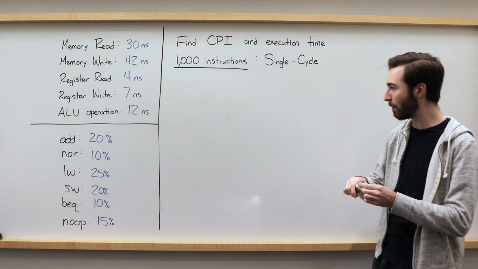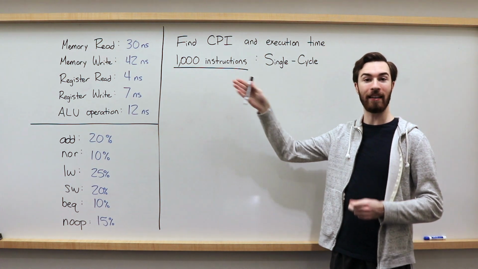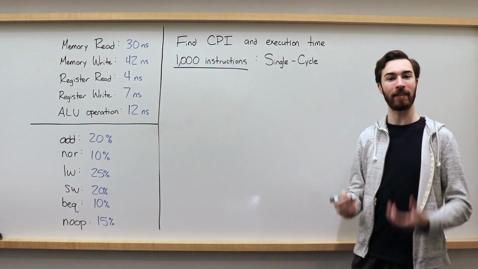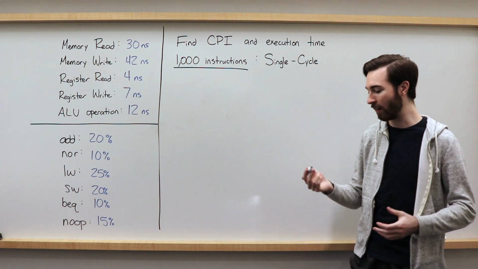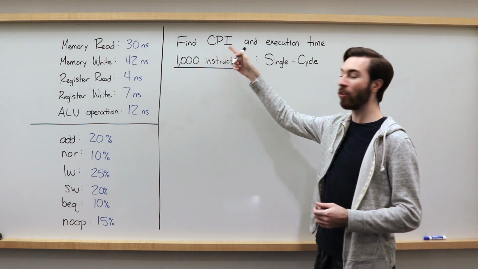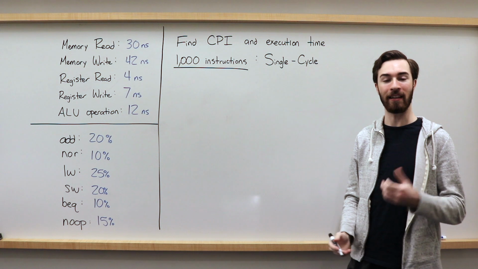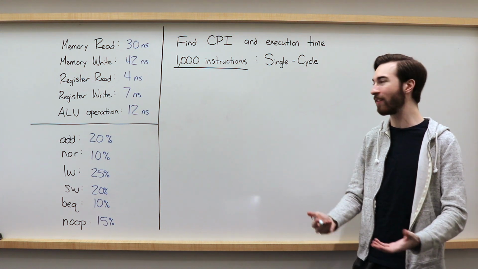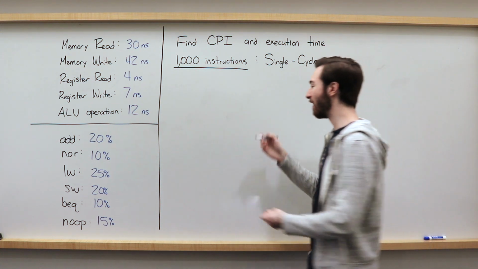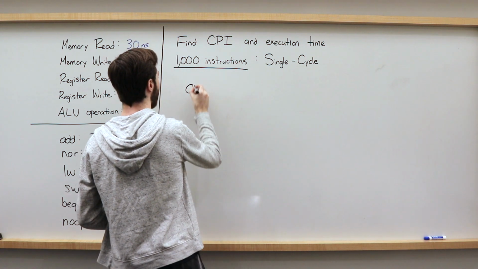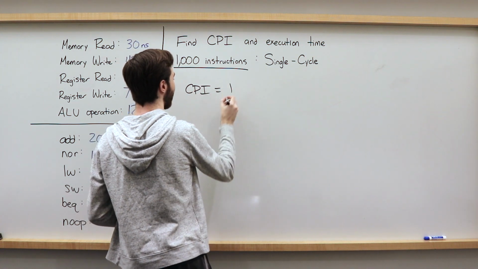For the single cycle data path, finding the CPI is very easy because the CPI of a single cycle data path is always 1. That's because it's cycles per instruction, and every instruction in a single cycle data path takes 1 cycle, as the name single cycle would imply. So we can write that to begin with: CPI equals 1.